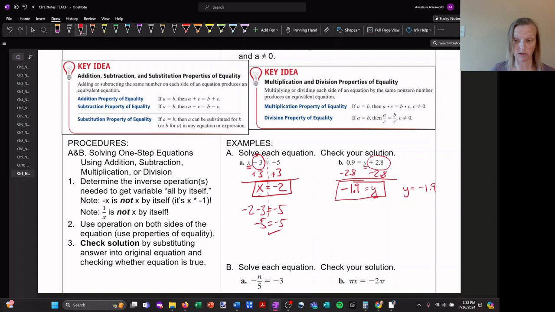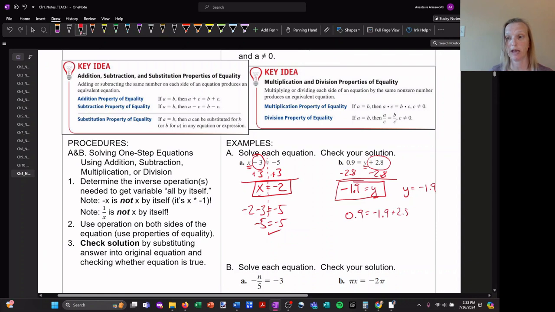We can check our results. We can take that negative 1.9 and plug it back into the equation. 0.9 equals negative 1.9 plus 2.8. And we can plug this into our calculator and make sure that it checks out. And it does check out. 0.9 equals 0.9. And so we know that this is the correct answer. The variable y equals negative 1.9.